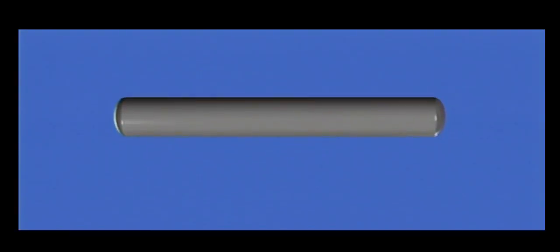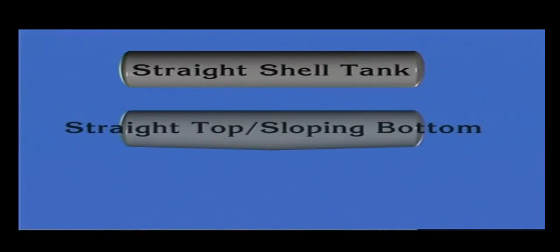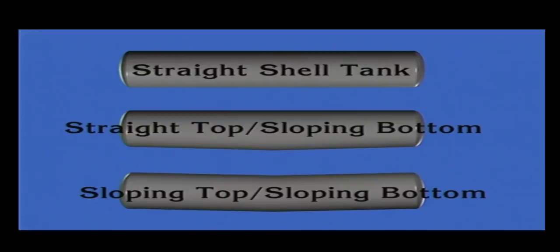The basic configurations you will see are the straight shell tank, the straight top sloping bottom tank, and the sloping top sloping bottom tank. Other significant differences in the tank design that are of interest to us are the material the tank is constructed of, as well as the tank diameter, capacity, and thickness.